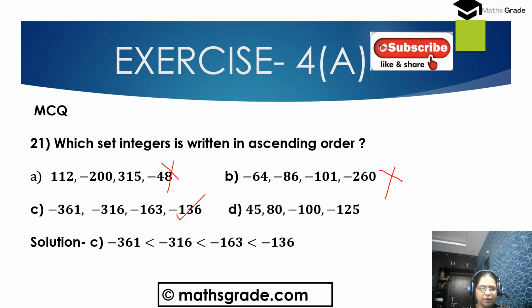Option D, 45, 80, minus 100, minus 125. Here the smallest integer is minus 125 and the greatest integer is 80. So this option is also incorrect. So option C is correct. Option C, minus 361 is less than minus 316 is less than minus 163 is less than minus 136. This is the set of integers written in ascending order, that is smallest to the greatest.